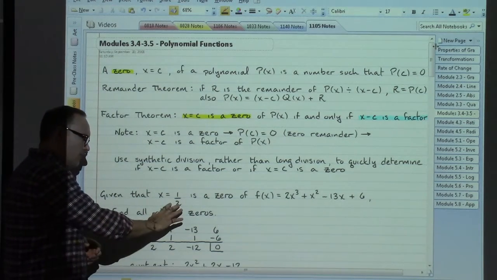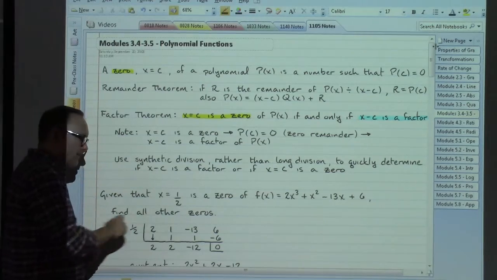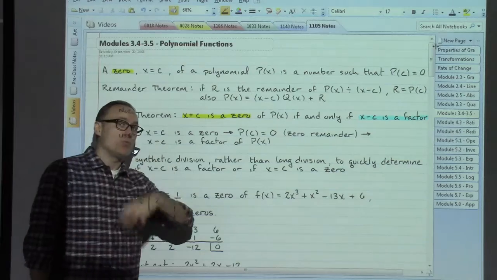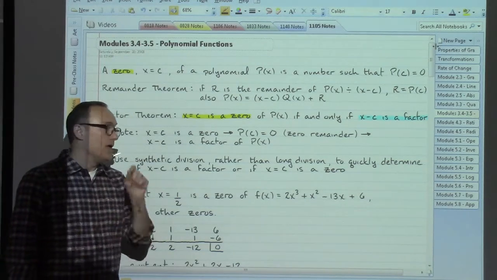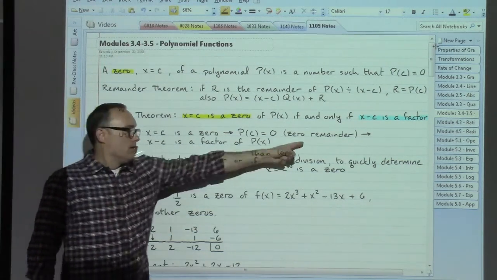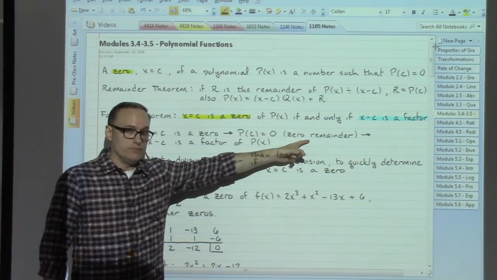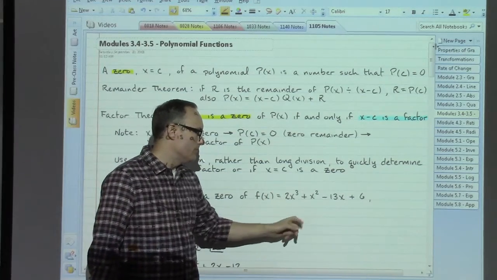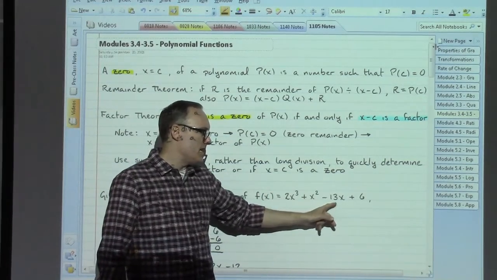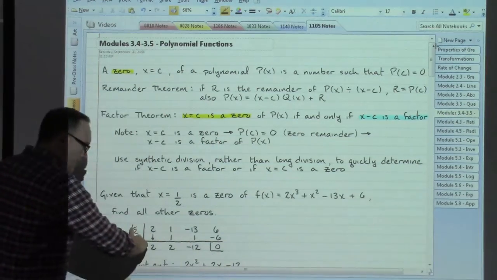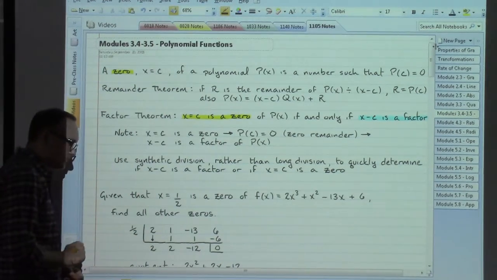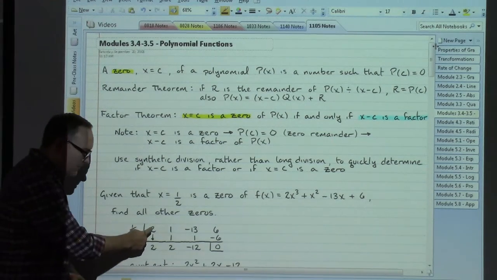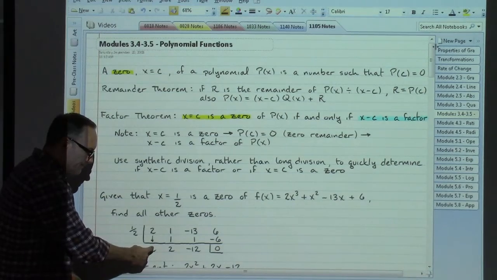So let's say that we have been given this x value, x equals 1/2. And we're being told it's a ZERO. So we know how this synthetic division should work out. It should work out 0 remainder. So we're going to take the coefficients, the 2, the 1, the -13, the +6. We're going to put those into our synthetic division structure. We're going to have that x equals 1/2 out in front. We're going to take the 2 and immediately drop it all the way down.